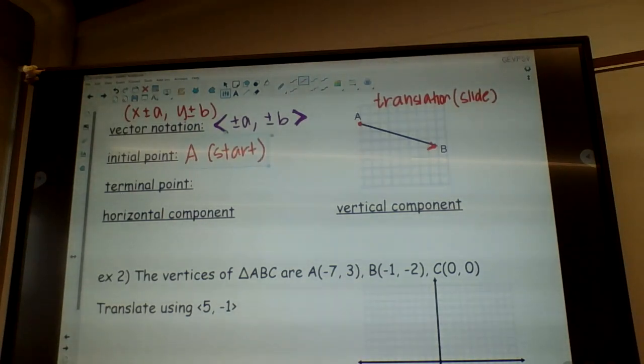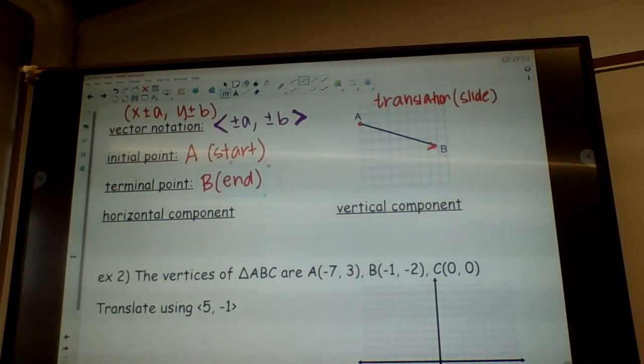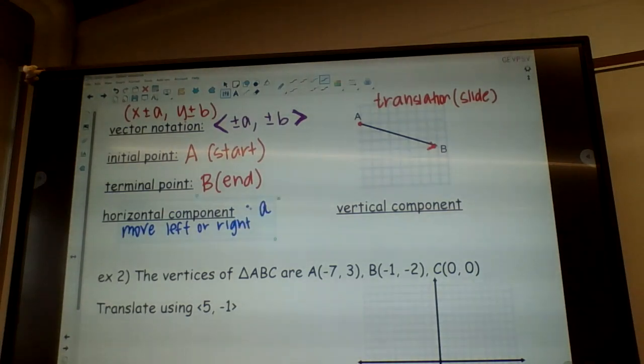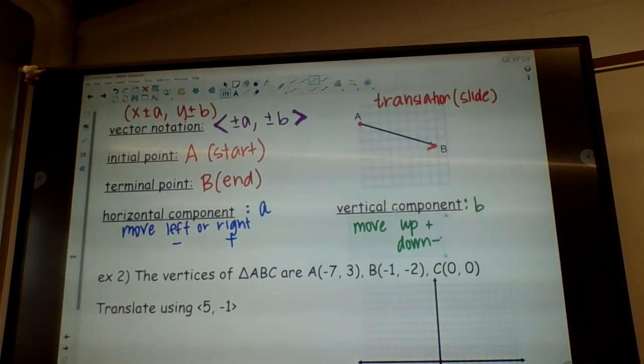So this starts at A. We call that the initial point. The terminal point, terminal means the end. You hear like a terminal illness, it's the end. The horizontal component, they're talking about how much we're moving to the right or left. And that's that A value. The vertical component is how much I'm going to move up or down. And that'll be my V value.